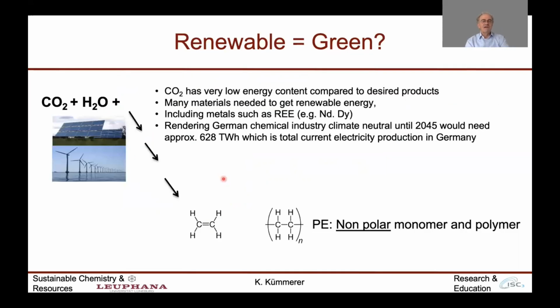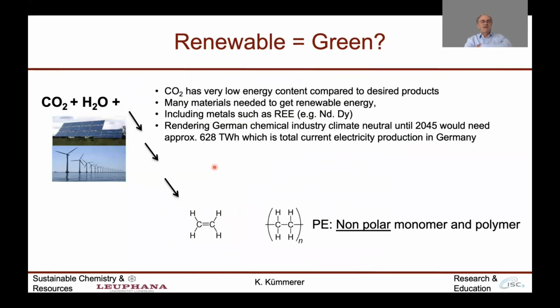A closer look, however, starting with thermodynamics, tells us already that carbon dioxide is a molecule with very low energy content. And therefore, by the way, it's the final product of each incineration and combustion. So we have to bring up, in terms of energy, the low energy carbon dioxide to a high energy content of methane, for example. So we need many materials to get renewable energy, including such as neodymium, dysprosium. We'll just talk a little bit later on this one here.